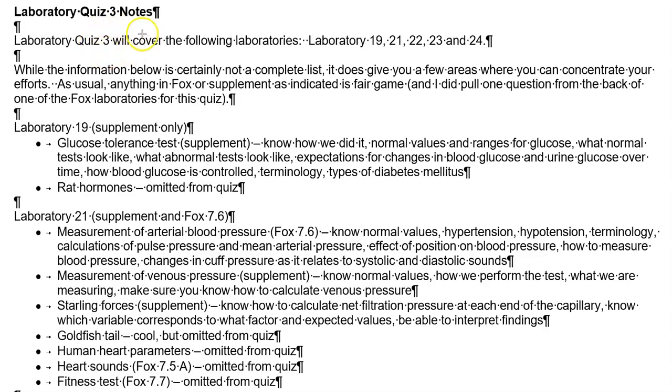Laboratory 3 will cover labs 19, 21, 22, 23, and 24. As a quick review, 19 was the glucose tolerance test. 21 is on pressures and the Starling forces. 22 was on red blood cells, including the count, the hematocrit, the hemoglobin, MCV, MCHC, and blood typing. 23 is on white cells, total count and differential count, and 24 is on the ECG and pulse. So those are the laboratories that are on it.